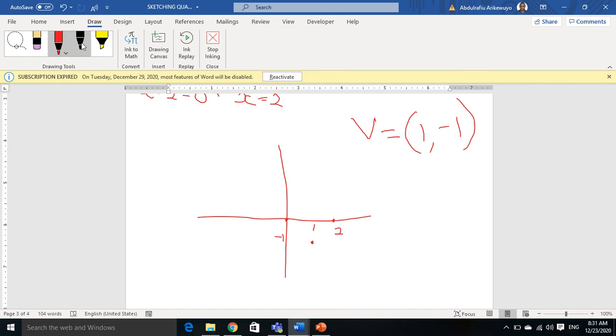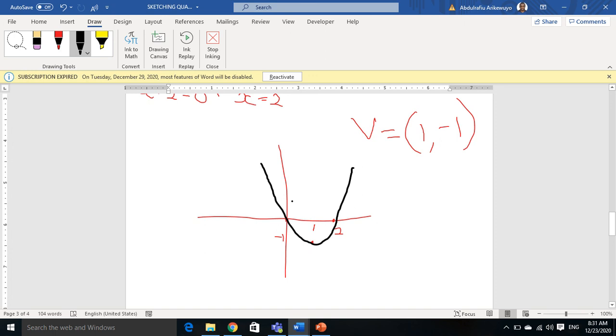Okay, good. So let us sketch the graph. It's going to be something like this. Not too perfect, but it's going to give us something that we need. You can see now it is passing through 0, passing through 2, and also it is turning at 1 comma minus 1. This is what you need.